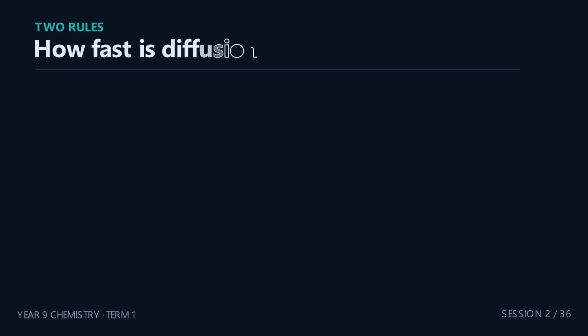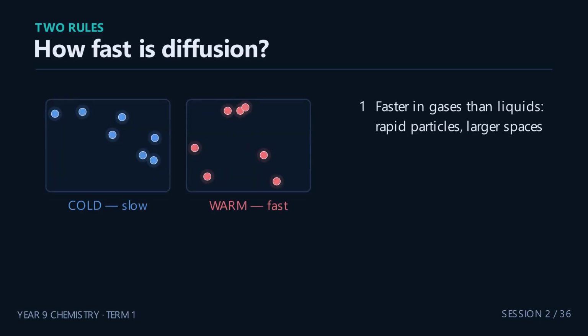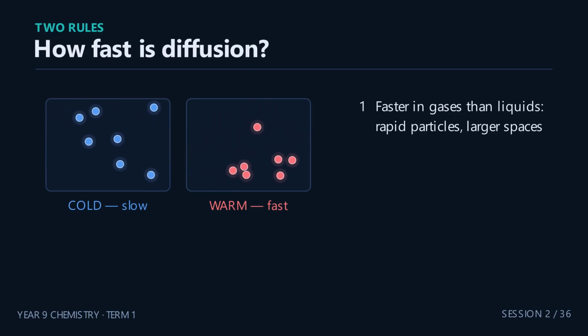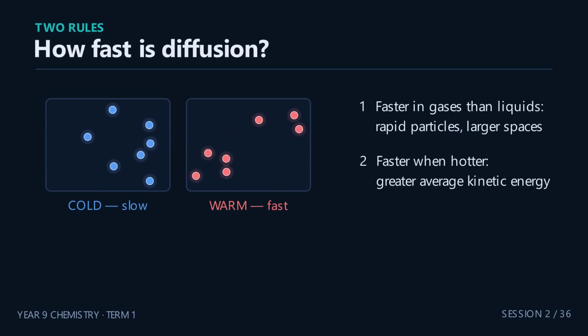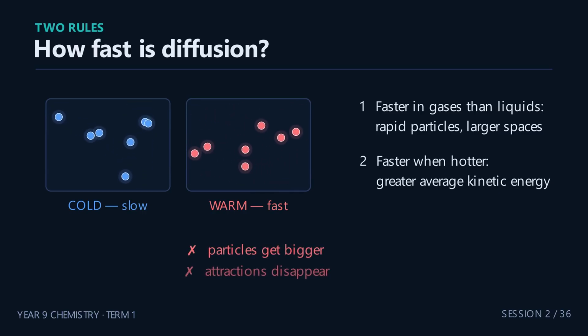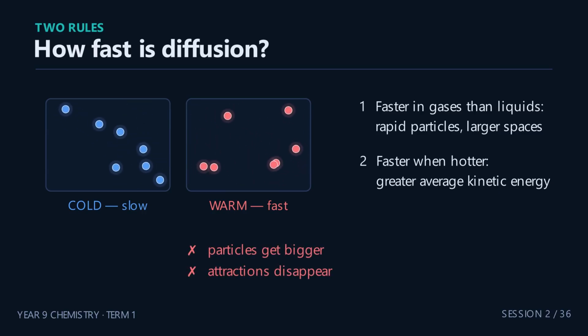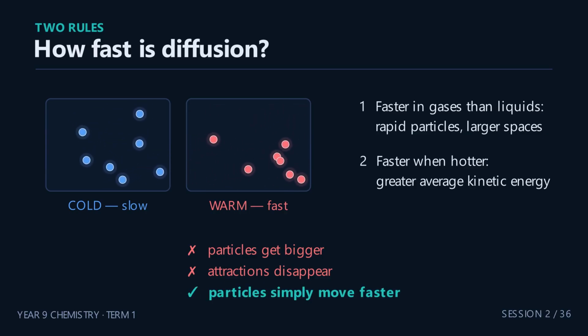How fast is diffusion? 2 rules. First, diffusion is faster in gases than in liquids because gas particles move more rapidly and have larger spaces between them. Second, diffusion is faster at higher temperatures. And be careful with the reason. It is because the particles have greater average kinetic energy, so they move faster. The particles do not get bigger. The attractions do not disappear. The particles simply move faster.